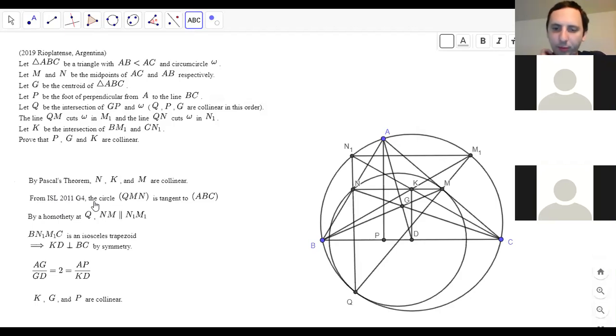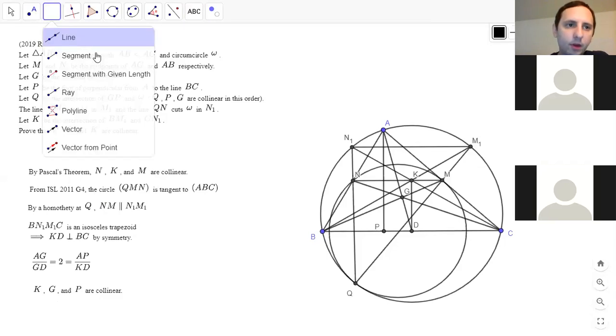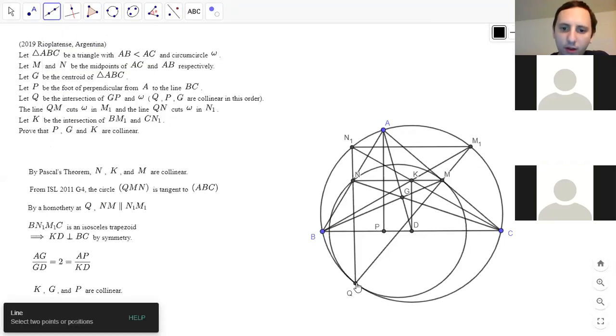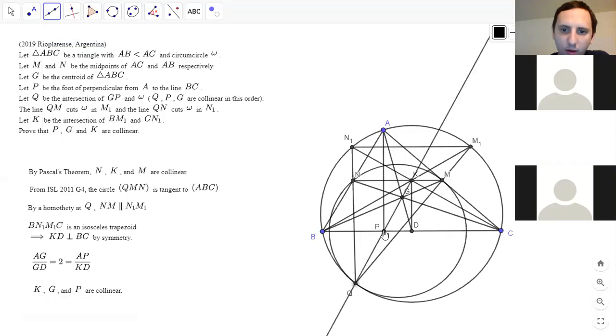So I think you said there was a way to prove it using Desargues. No, but for that you need to know that, let the line QPG cut ABC again at T. So cut it at a point here, and mark this point, just anything.